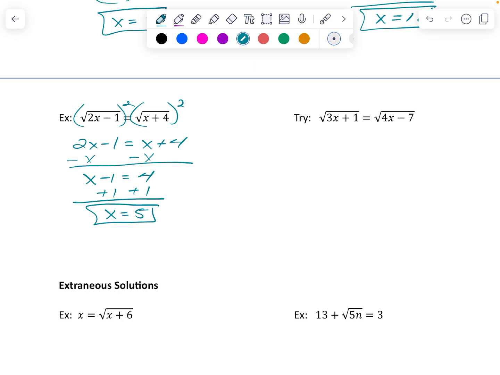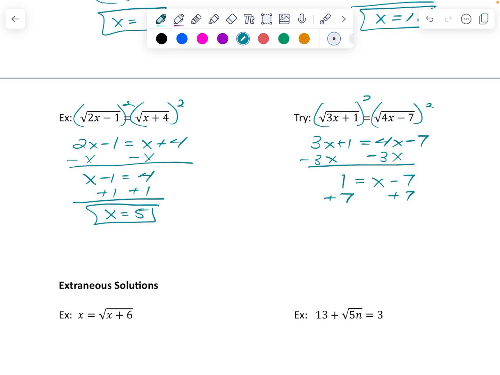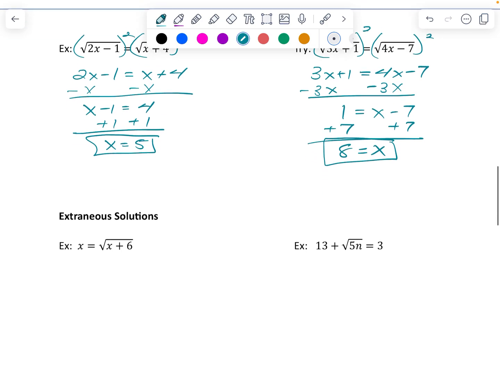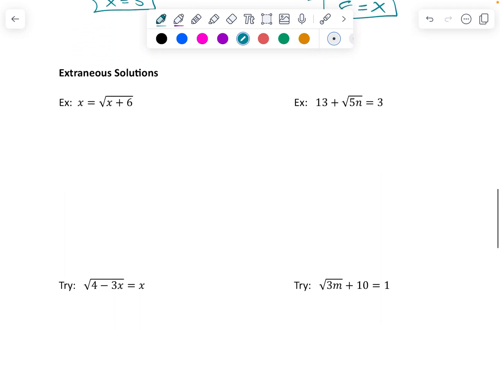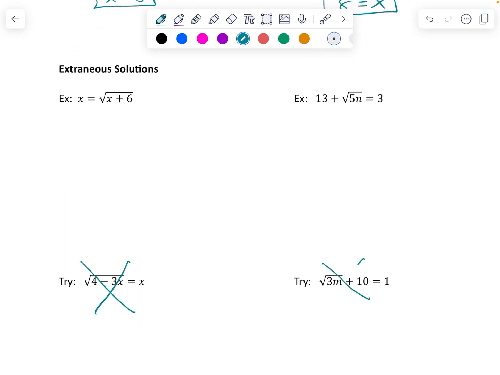Over here, now you try this one. We're going to square both sides. 3x plus 1 equals 4x minus 7. I like things positive, so I'm going to subtract 3x from both sides. 1 equals x minus 7, plus 7 plus 7, 8 equals x. Now, we're not doing these, so I'm going to take those off.